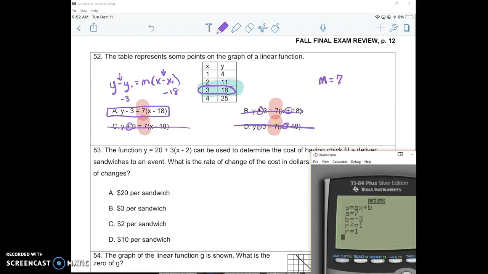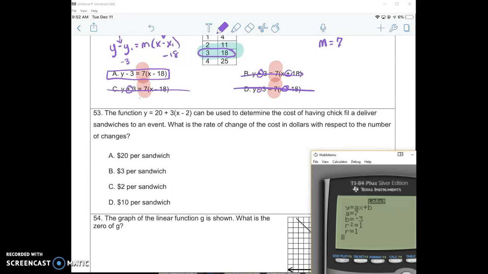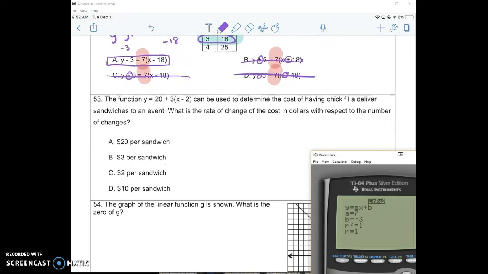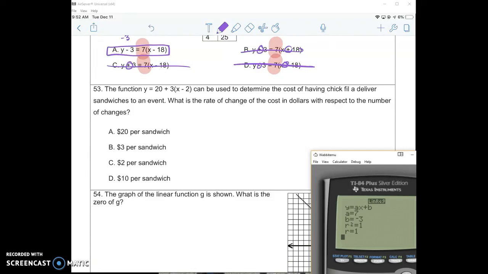Number 53. The function y equals 20 plus 3 times (x minus 2) can be used to determine the cost of having a Chick-fil-A deliver sandwiches to an event. What is the rate of change of the cost in dollars with respect to the number of sandwiches? Remember, rate of change is slope, and this is always the coefficient of x. So I have y equals 20 plus 3 times (x minus 2).